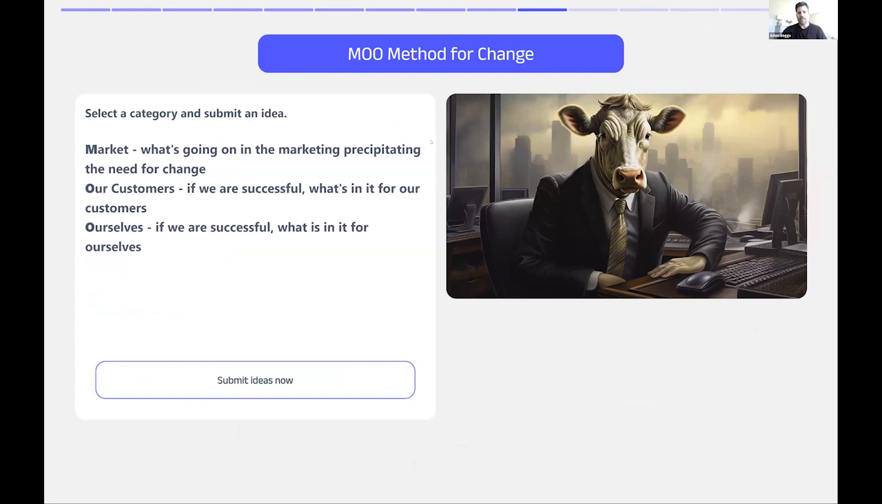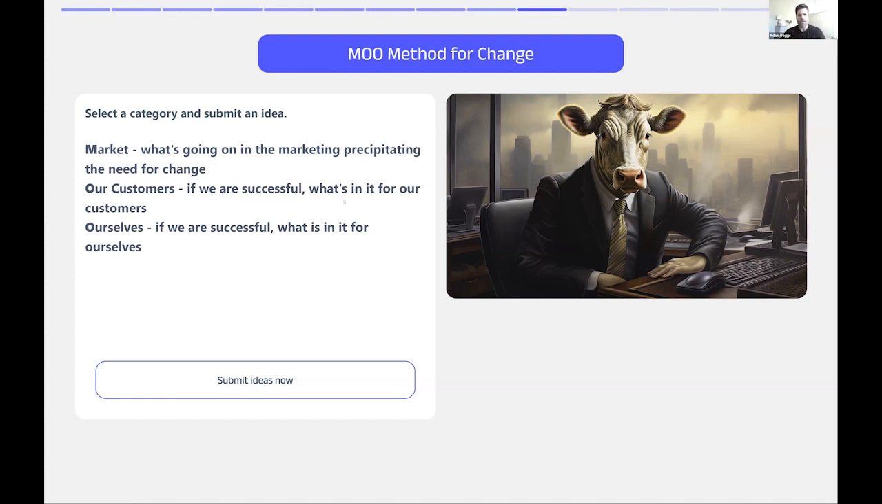The MOO method is a method for change where you're asking people to embrace, why are we doing this at all? And it asks us to evaluate on 3 different dimensions. What's going on in the market, the M, that's precipitating the need for us to change? What's in it for our customers if we're successful? And what's in it for ourselves? And Beth, I've actually done this for Microsoft and for SAP in the last 2 years. So this is still a relatively popular and successful model for sellers and sales leaders and customer success managers to think about, why are we doing this in the first place? And it allows us to internalize that.